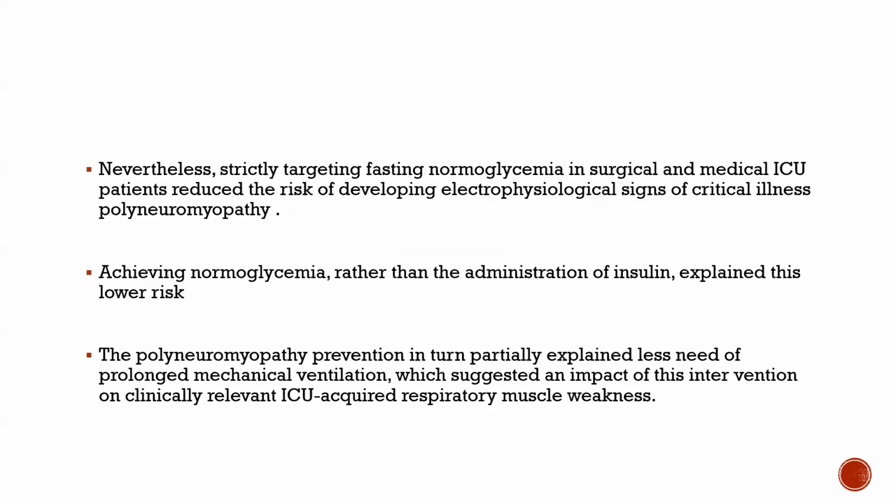Nevertheless, strictly targeting fasting normoglycemia in surgical and medical ICU patients reduced the risk of developing electrophysiological signs of critical illness polyneuromyopathy. Achieving normoglycemia rather than administration of insulin explains this lower risk. The polyneuromyopathy prevention, in turn, partially explained the lesser need for prolonged mechanical ventilation, which suggested the impact of this intervention on clinically relevant ICU-acquired respiratory muscle weakness.